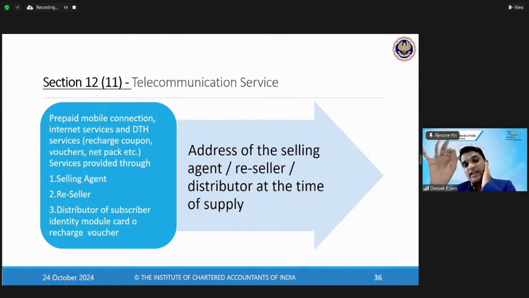So the address of the selling agent, reseller or distribution at the time of supply is the place, it is called the place of supply. That is where that seller is located. Because when you go for a recharge, you can come from another state and get the recharge done here. At the time of recharge, you just have to pay money. You don't have to give your address or anything. That's why where this person providing the recharge service, this reseller or seller, is located, that is the place of supply.